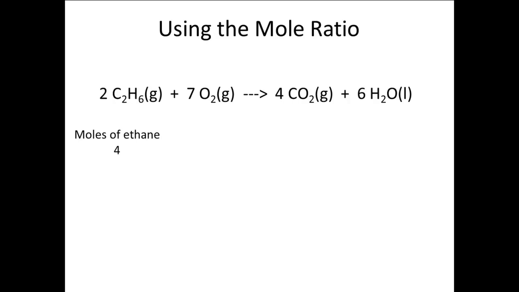Suppose we had 4 moles of ethane. How many moles of oxygen would we need to react with it? Well, 4 is twice the coefficient of ethane, so we would need twice as much oxygen as is shown by the coefficient in the reaction, 14 moles. Suppose we had 6 moles of ethane. How many moles of carbon dioxide would we get? Well, 6 is 3 times the coefficient of ethane, so we would get 3 times as much carbon dioxide as the coefficient, 12 moles.